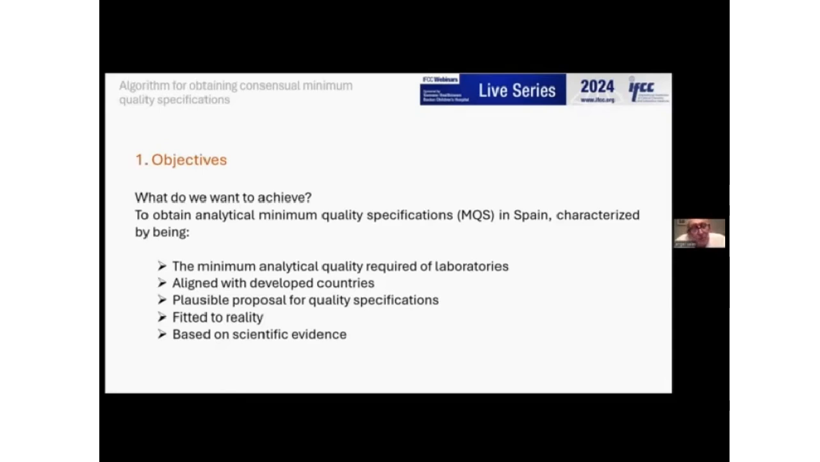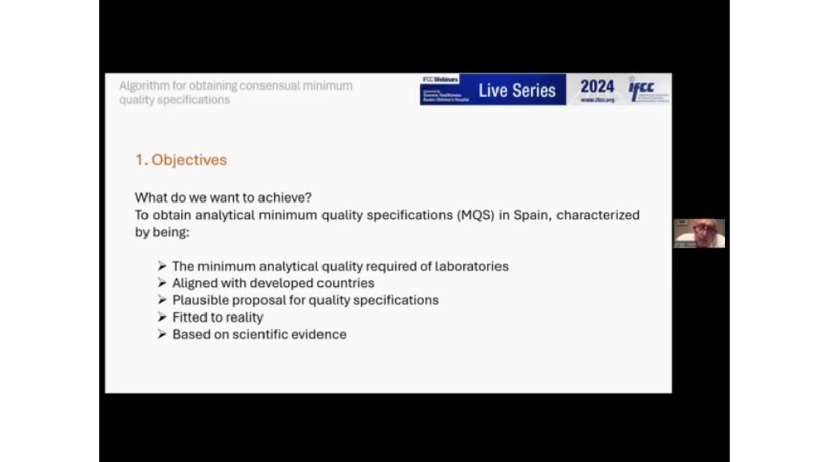And these, in principle, the characteristics we ask for or propose to achieve are that they are minimum analytical requirements that are mandatory in principle for laboratories. That is, and this, during the talk, I will insist a lot that if these minimum requirements are not met, patient safety is jeopardized.